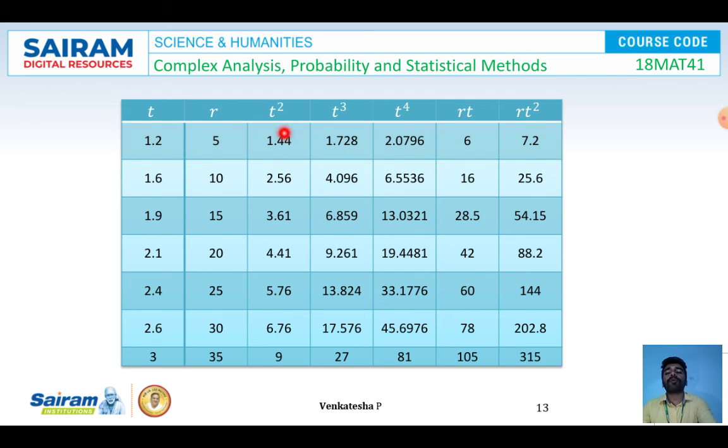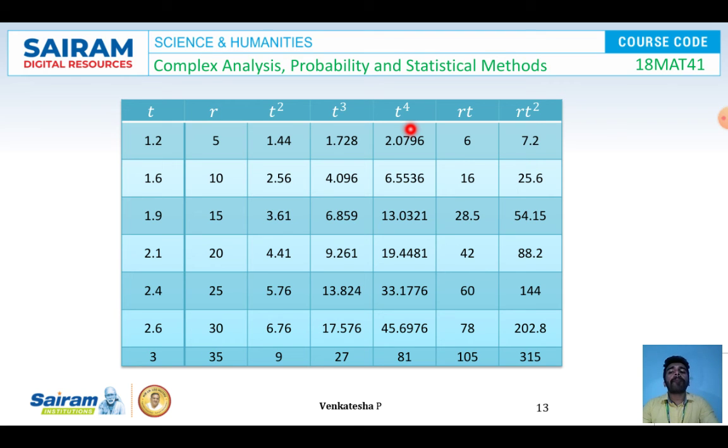So t² will be obtained by squaring all t values. I got 1.44, 2.56, 3.61, 4.41, 5.76, 6.76 and 9. T³ is obtained by applying cube for all t values. I got 1.728, 4.096, 6.859, 9.261, 13.824, 17.576 and 27.